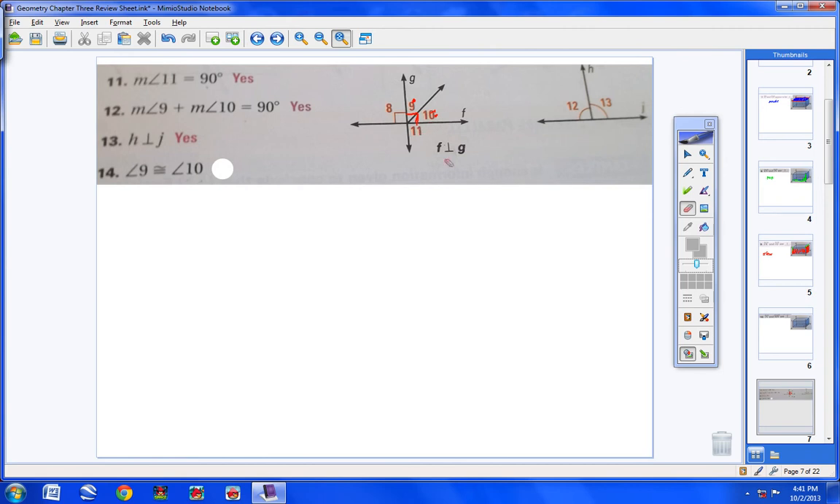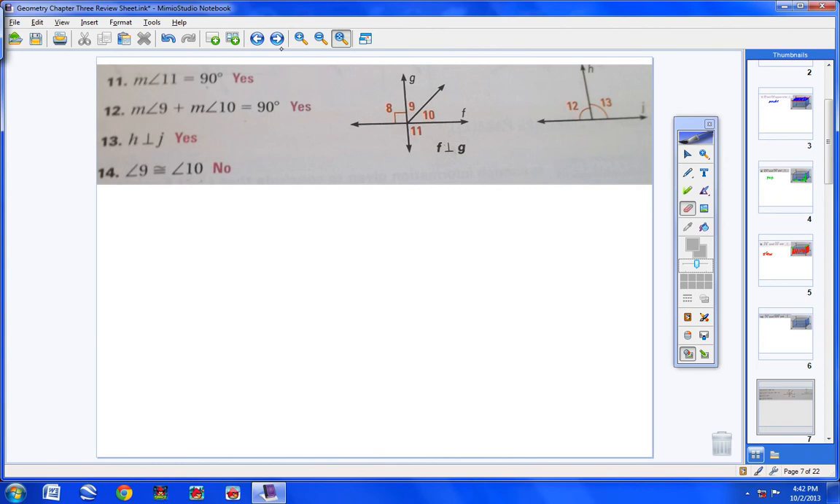Now we don't know that. Look, students, all that we know is that when you add 9 and 10 together, they're going to add up to 90. But we don't know. I mean, this angle right here, angle 10, maybe it's 46 degrees, and maybe 9 is 44 degrees. It looks like they're congruent, but you really don't know for sure. So you cannot say emphatically, yes, they're congruent. So no, you do not know that for sure.